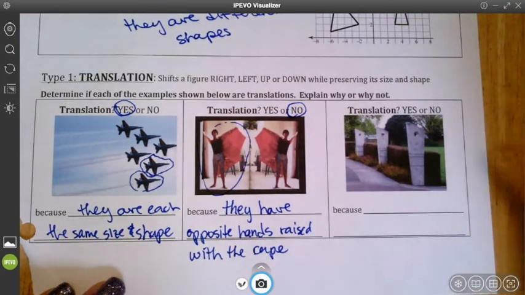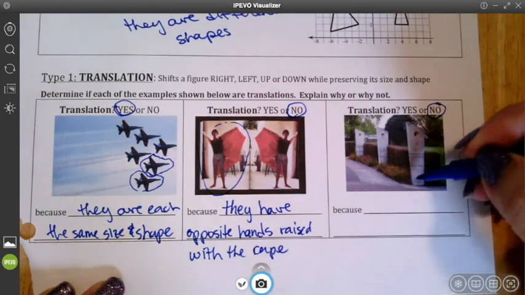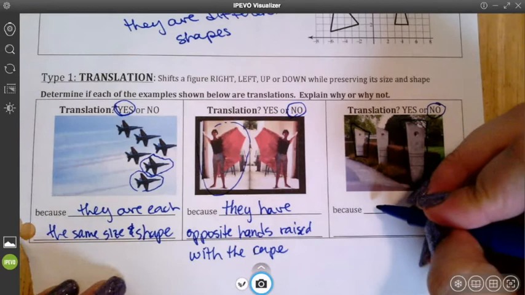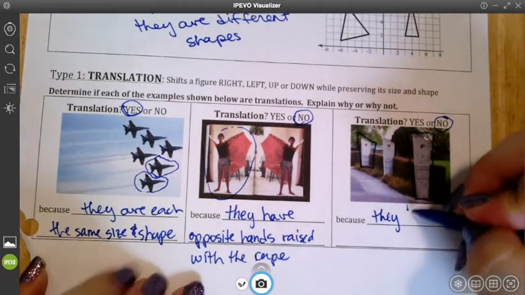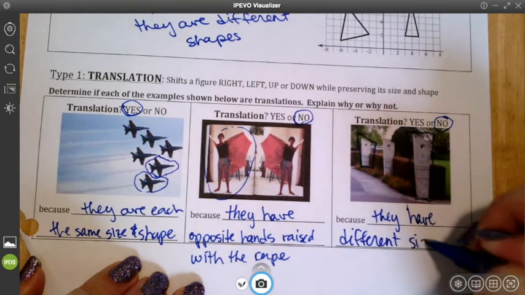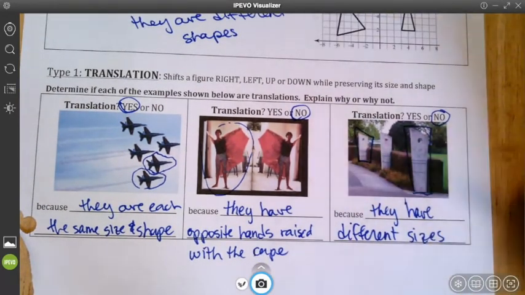And this last one, again, looking at it as the image, if I was walking down the street and this was my point of view, I might say these are probably all the same size and shape. However, in this image, no, they are not, because this one in front is a lot bigger than this one in the back, because they have different sizes. Okay, so from a real world perspective, these pillars are probably all translations of each other, but in this image, they are not because they change sizes.